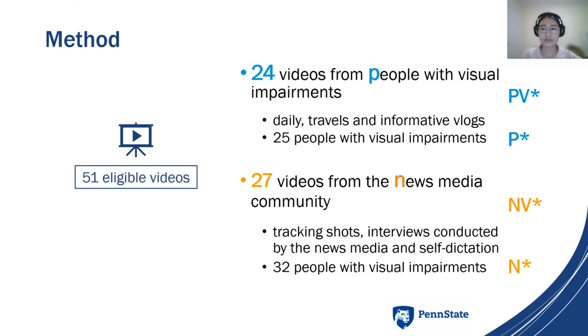Throughout the following sections, we use PV star to denote the videos published by people with visual impairments and use P star to represent the visually impaired people depicted in them. Similarly, NV star and N star to denote those from news media community. We adopted video data analysis to transcribe both video and audio data and use a bottom-up approach to perform a qualitative data analysis.